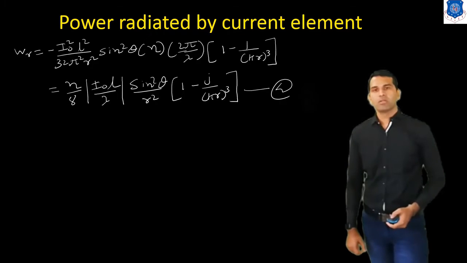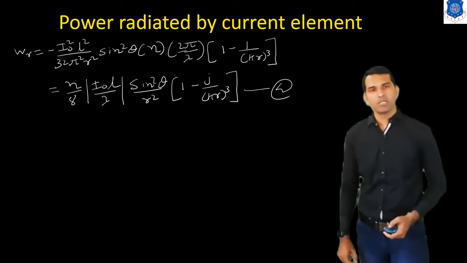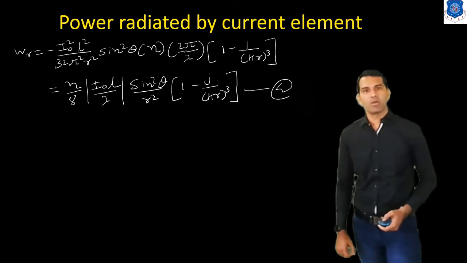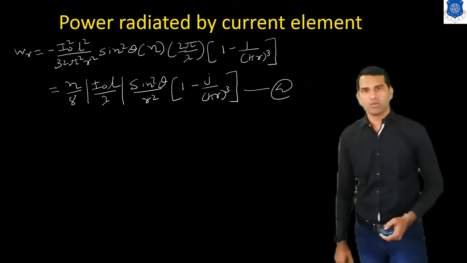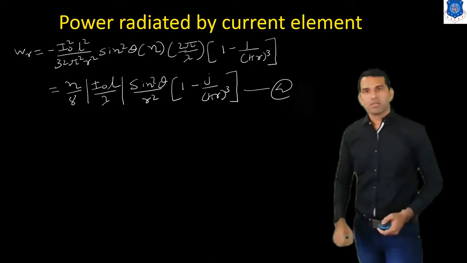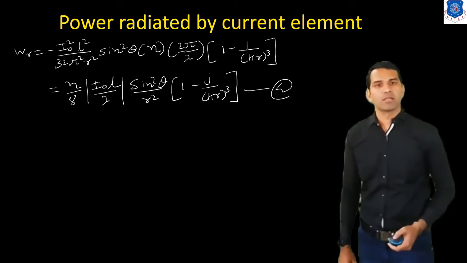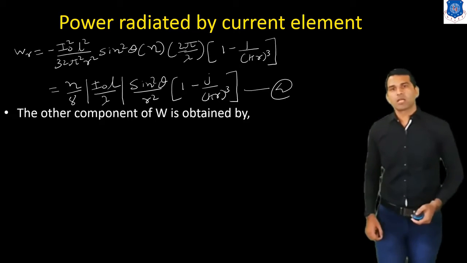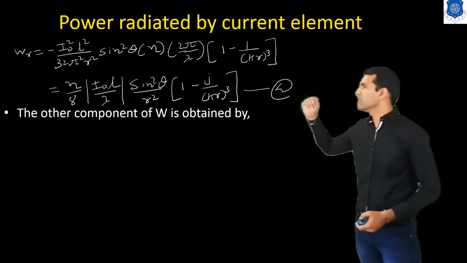Now, we have the equation W_R = -I0² L² / (32 π² R²) sin²θ η (2π/λ) (1 - 1/(jkR)³). When we solve this equation, we can write it as W_R = η/8 (I0 L/λ)² sin²θ / R² (1 - j/(kR)³). Here we have solved the first component, which is W_R.